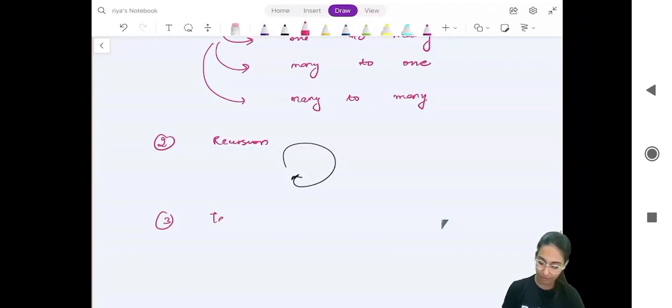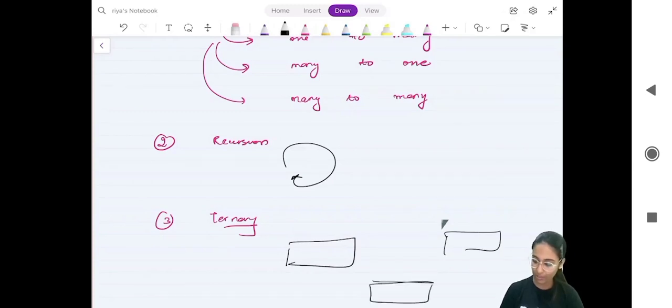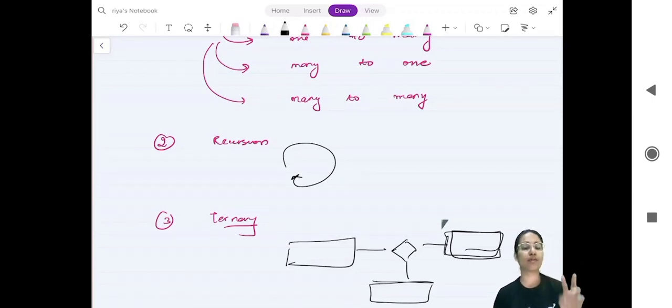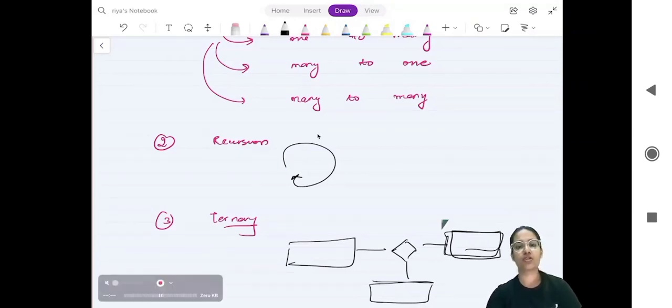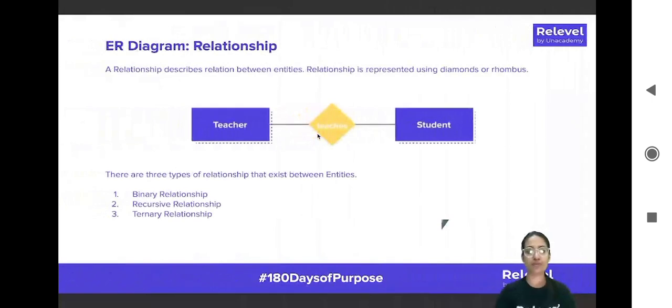And then we have ternary. Ternary has three attributes involved. At a time, we only take two attributes, and using those two attributes, we derive the third one. So this is what it is. I hope it helps you to understand. I've given a quick overview and summarized this for you to take a look.